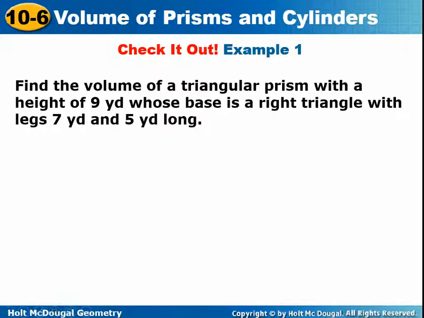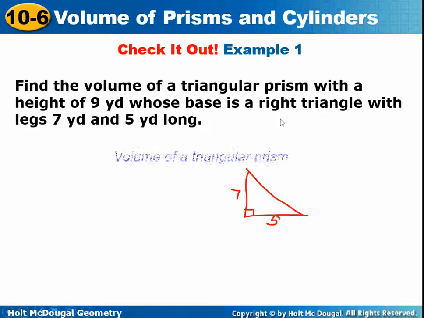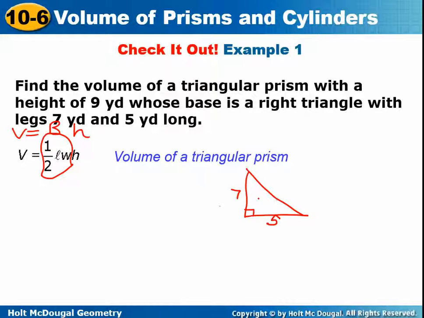All right, this one says to find the volume of a triangular prism with a height of 9 yards whose base is a right triangle with legs 7 and 5. So your formula for volume is area of a base times a height. Now, why didn't they write that? They wrote that here is your area of a base. So volume is equal to area of the base times the height. And they're like, well, we know how to find the area of a right triangle. You would take 1/2 base times height. But they didn't want to use b again because they thought you might mix up what a little b and a big B is. So instead they called this the length and this the width. But it's the same thing.